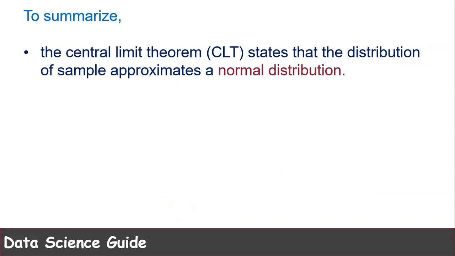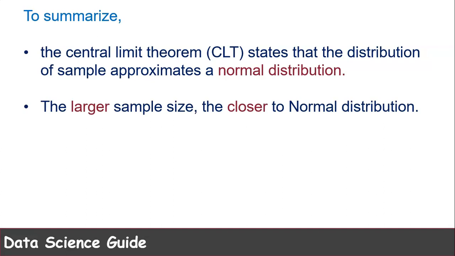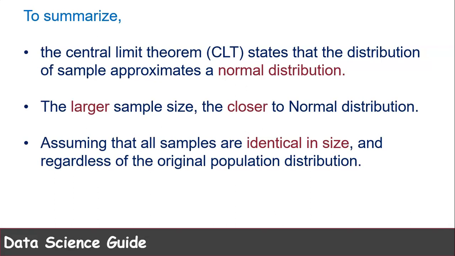So to recap here, the central limit theorem CLT states that the distribution of sample means approximates a normal distribution. The larger the sample size, the closer to normal distribution. And this assumes that all samples are identical in size, regardless of the original population distribution.